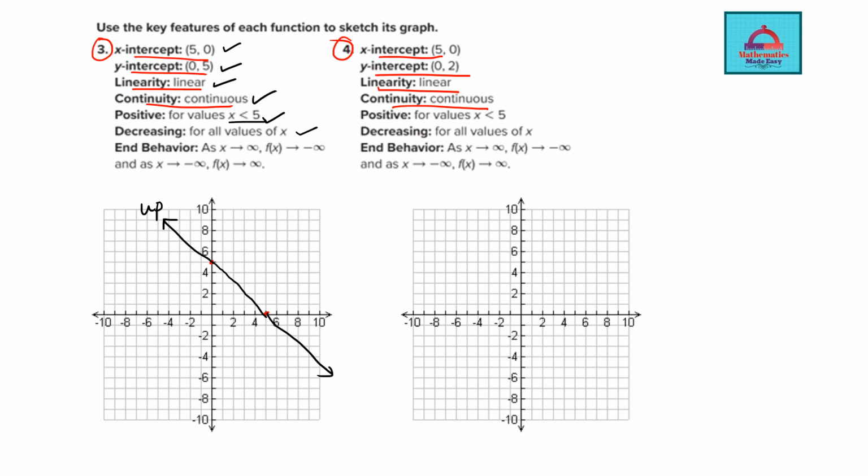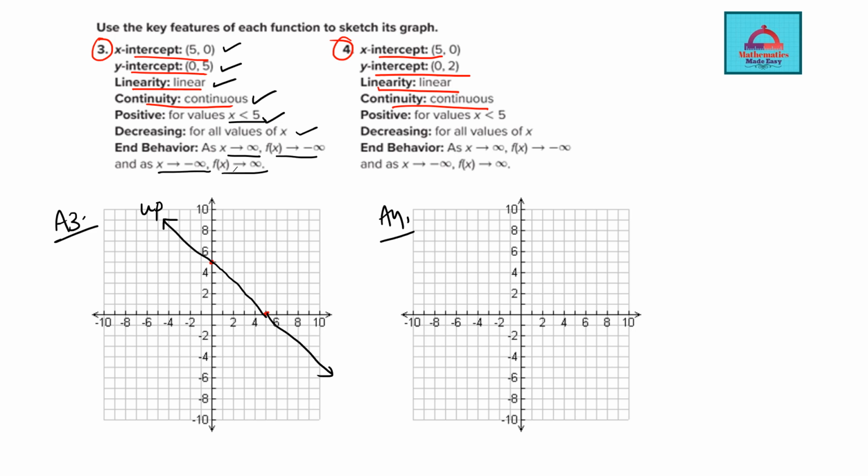Let's check for end behavior. As x goes to plus infinity, f(x) goes to minus infinity. So it is coming down, which is correct. And as x goes to minus infinity, it goes to plus infinity. So going up, correct. So that's the answer or the graph for question 3. Let's move to answer 4.